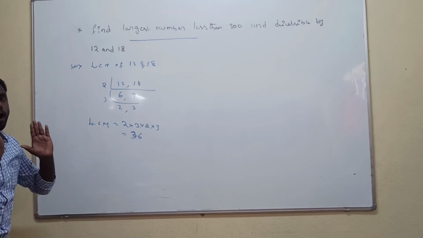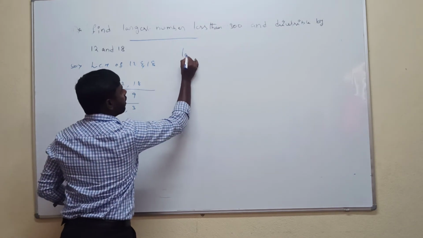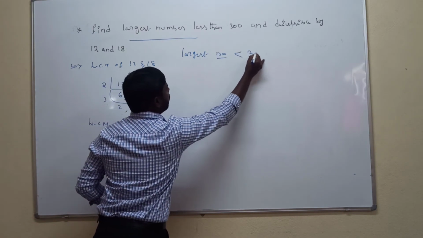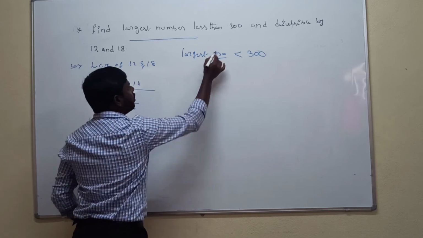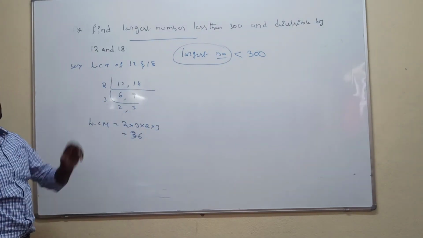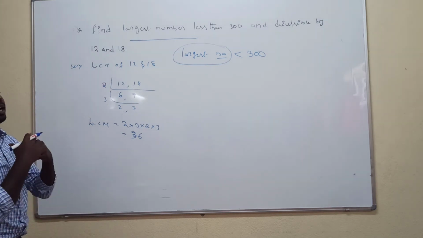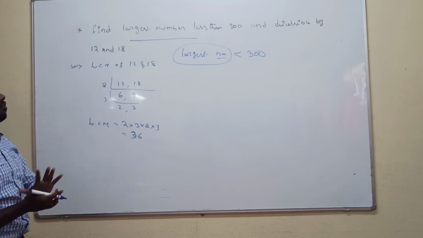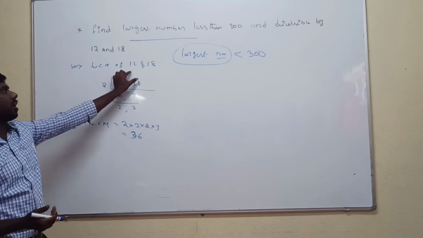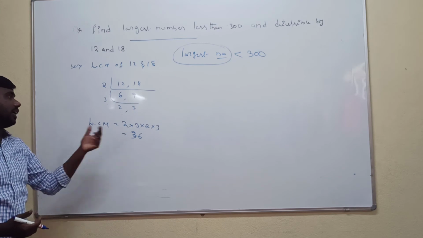Find the largest number less than 300. We have to find the largest number. Definitely the number is divisible by 12 and 18. How do we calculate it? First calculate the LCM of the given numbers. The given numbers are 12 and 18, divided by a common prime number, and the final LCM value is 36.